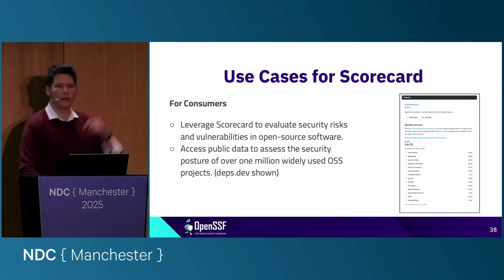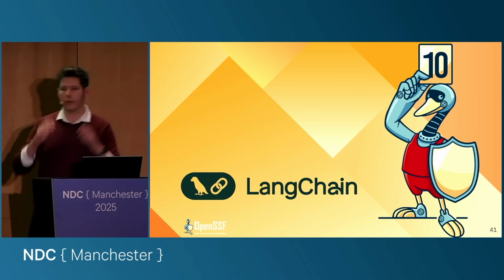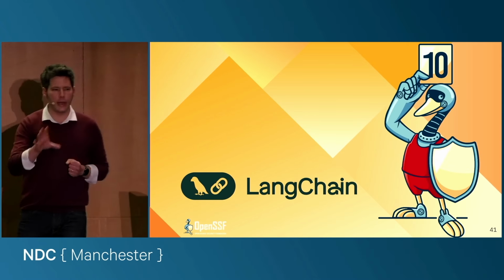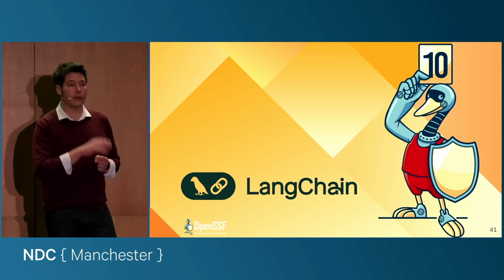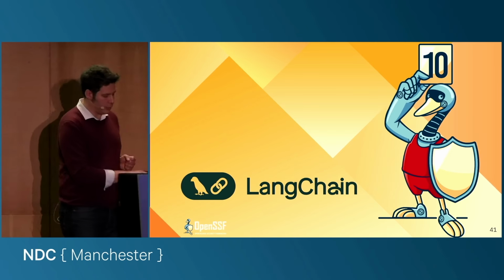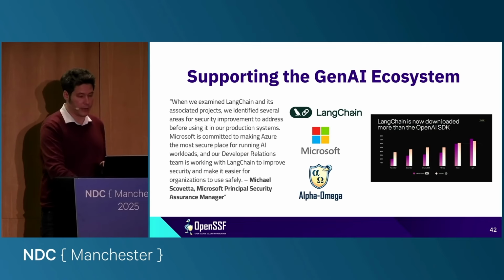Cool. OK, so a couple of things we've seen. So one of the things that we've seen is LangChain. Now, LangChain was raised as a medium risk. Now, I can tell you a secret. A couple of months ago, that wasn't the case.